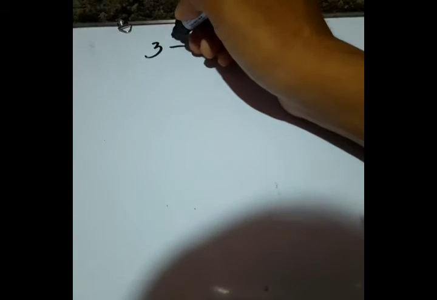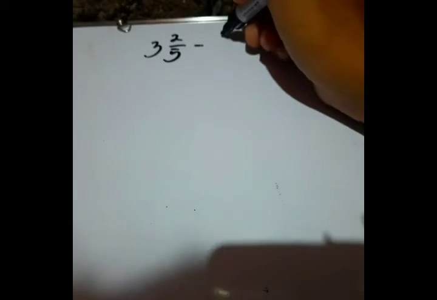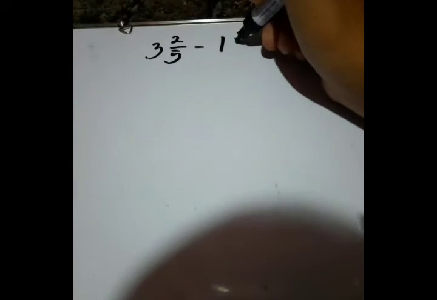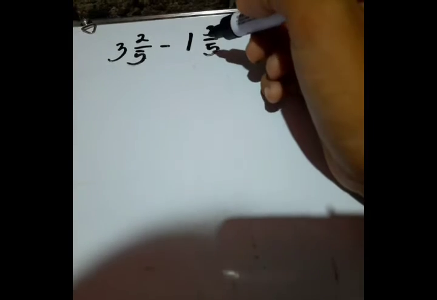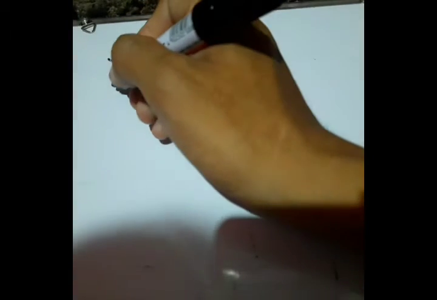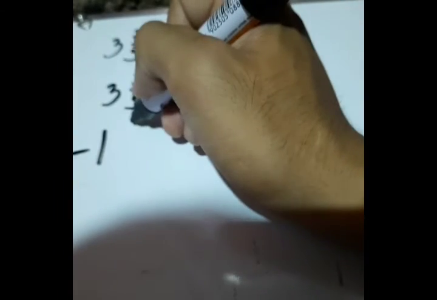Okay, for the addition, it is really very easy. So let's move on now with the tricky part, the subtraction. So what if we have 3 and 2/5 minus 1 and 3/5? Okay, so we will arrange this one vertically. So we have 3 and 2/5 minus 1 and 3/5.